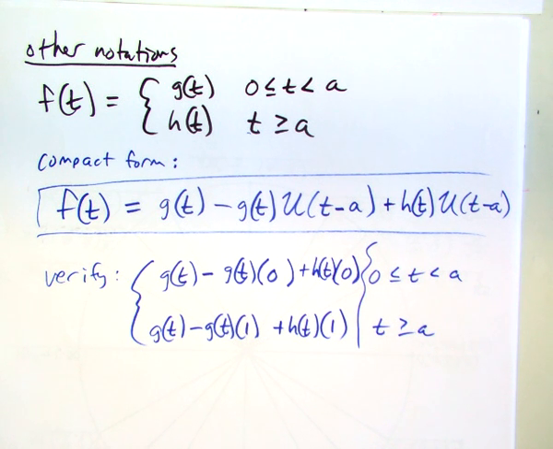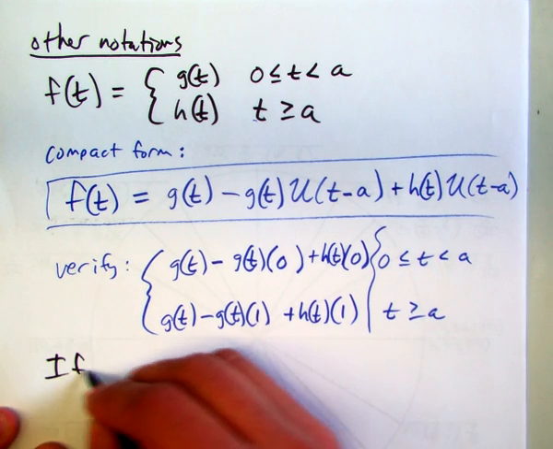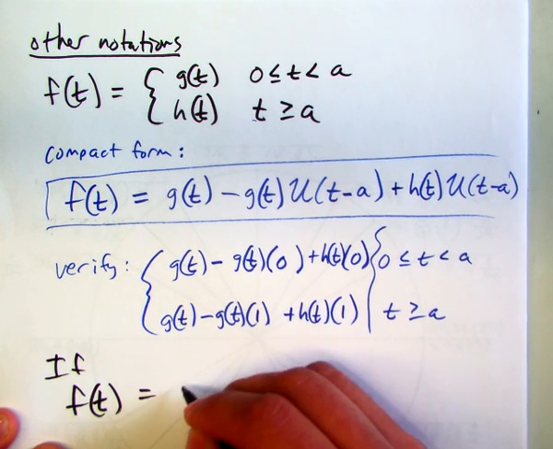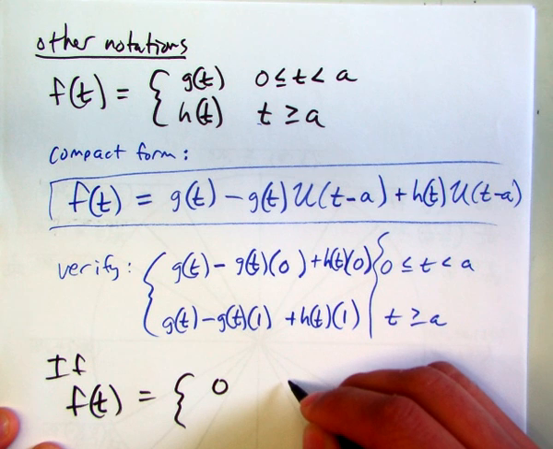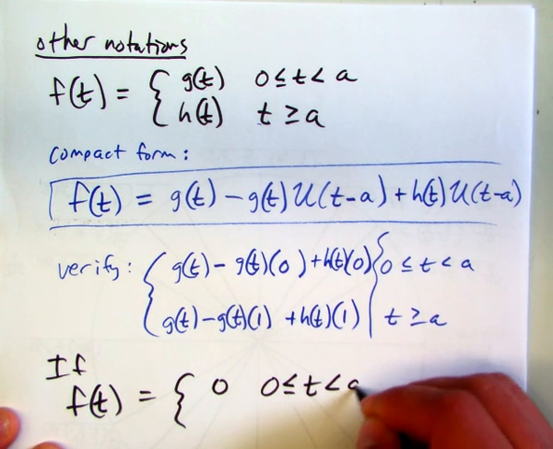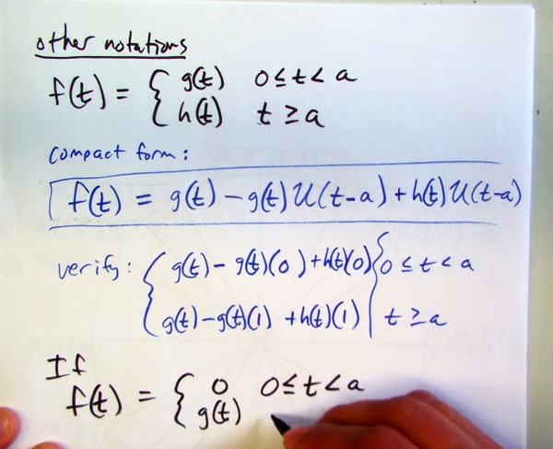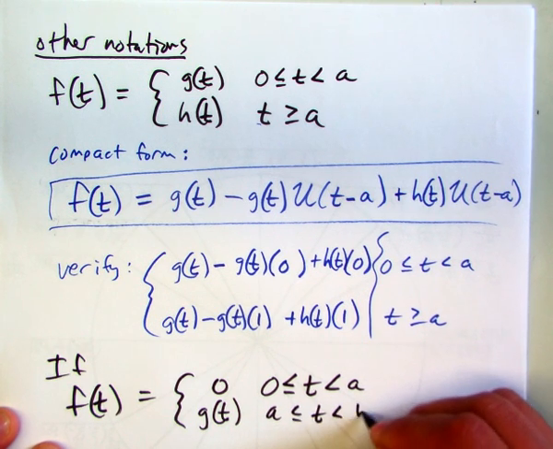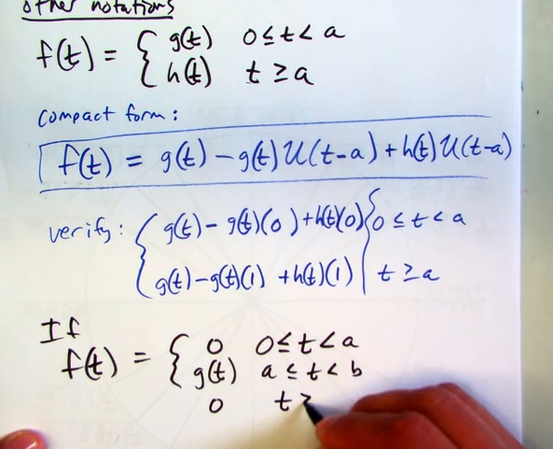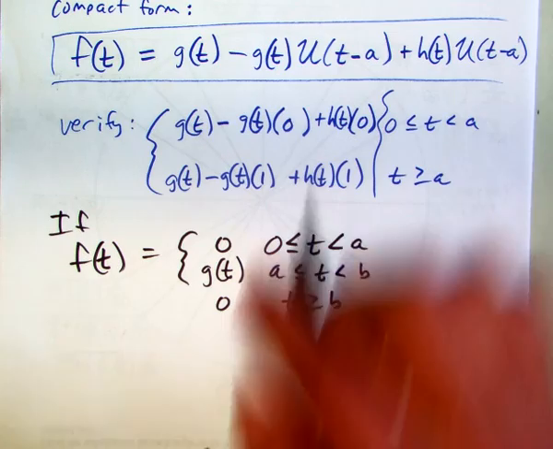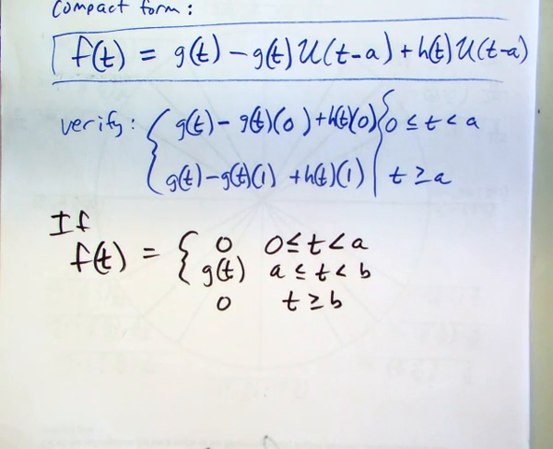Anything else? Okay. Let's try, just to get used to the notation. Let's say f of t is equal to 0 from 0 to a, g of t from a to b, and then 0 again from b towards infinity. So this would indicate flipping the on switch for just a finite amount of time, and then we shut things back down, right? Shut it off.